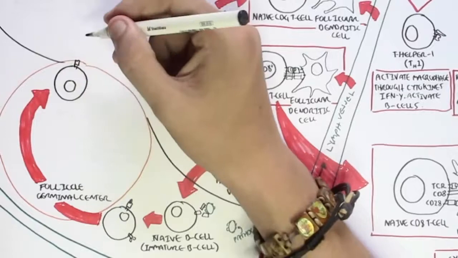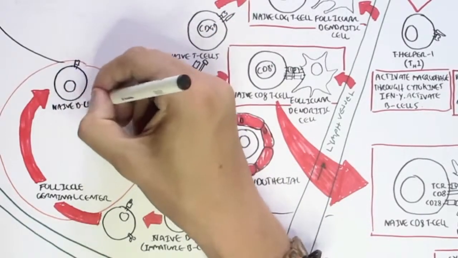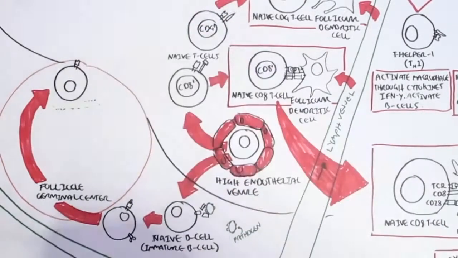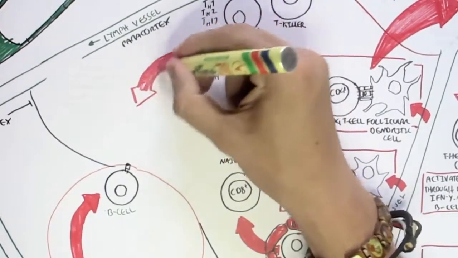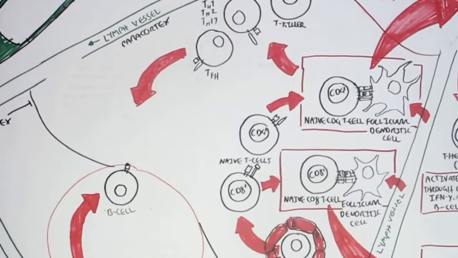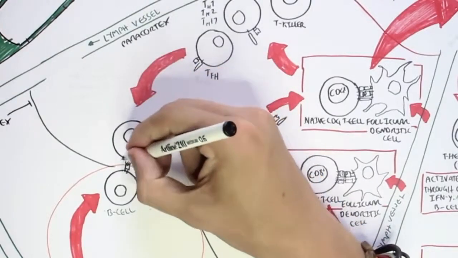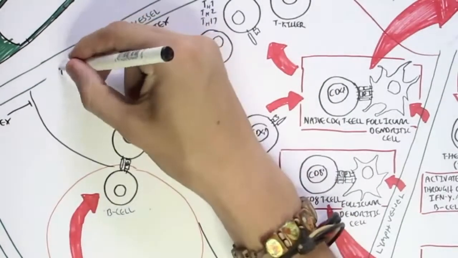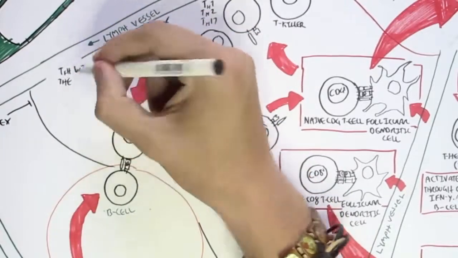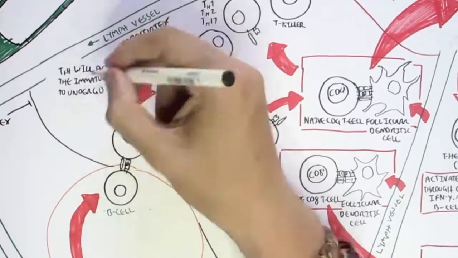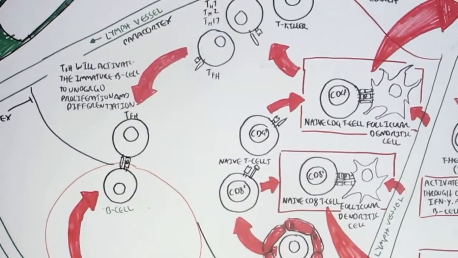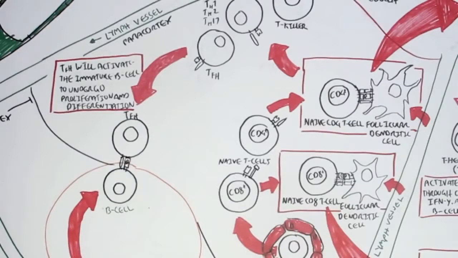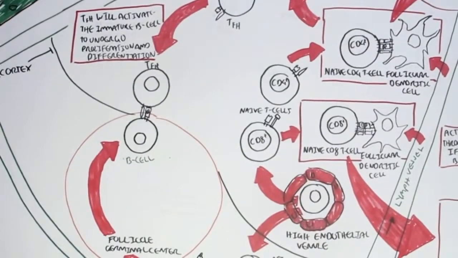T helper cell. So here in the paracortex, we have the T helper cell, such as the TFH or the TH1 and TH2. So for example, the TFH, the T follicular helper cell, will move into the germinal center. The T helper 1 or the T helper 2 will activate this immature B cell within the germinal center to undergo proliferation and differentiation. So it's not the TFH that activates the immature B cell here, it's the T helper 1 or T helper 2.